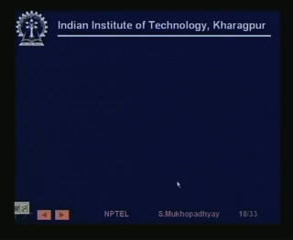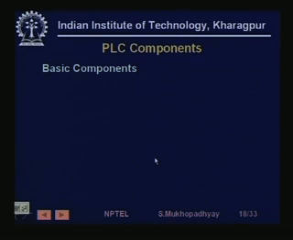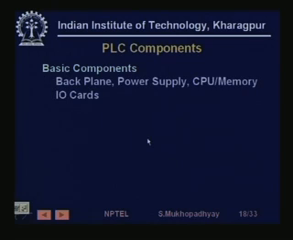So what are its components? Its components are typical of a computer. You can have the backplane, or you can have a power supply, or you can have a CPU, memory, or IO cards.